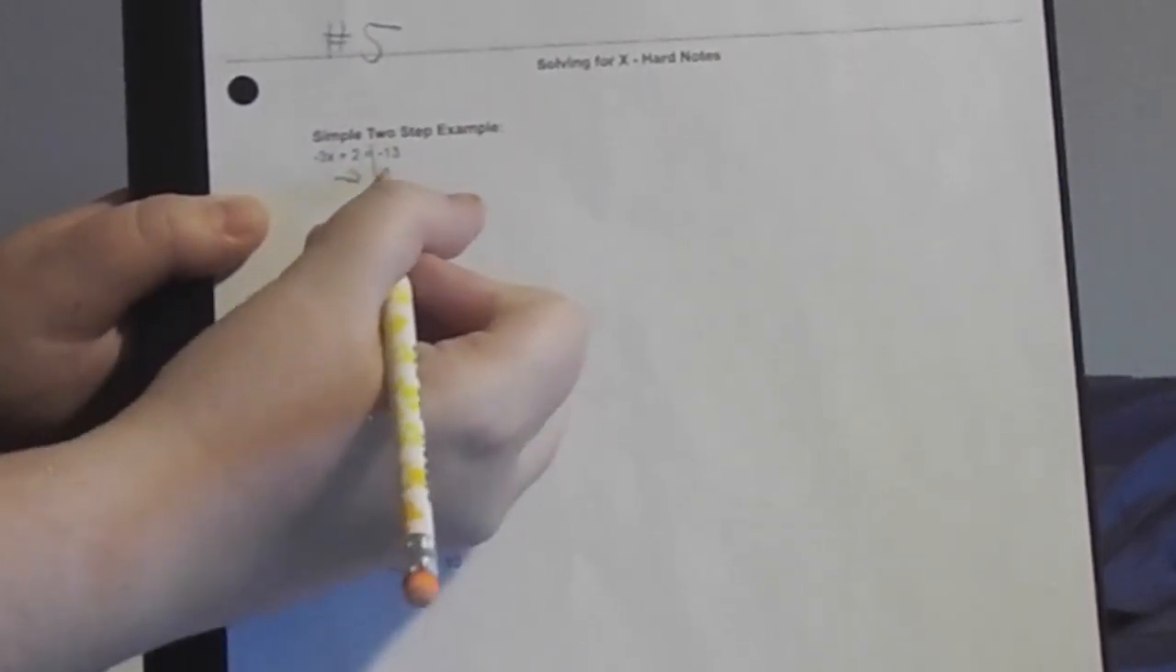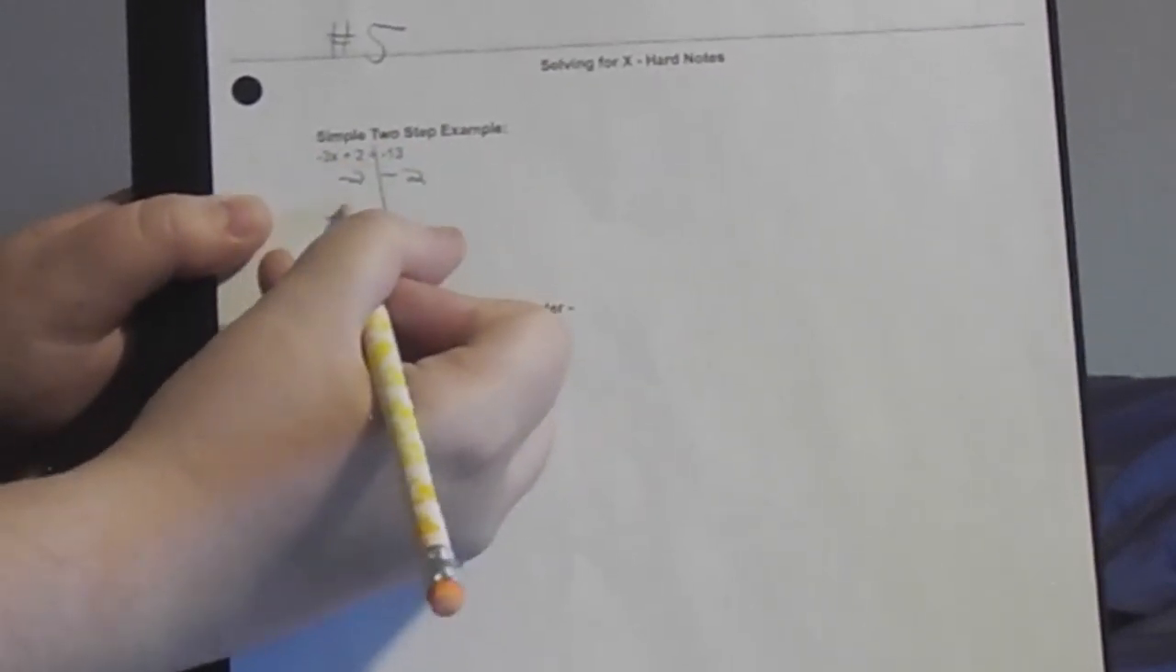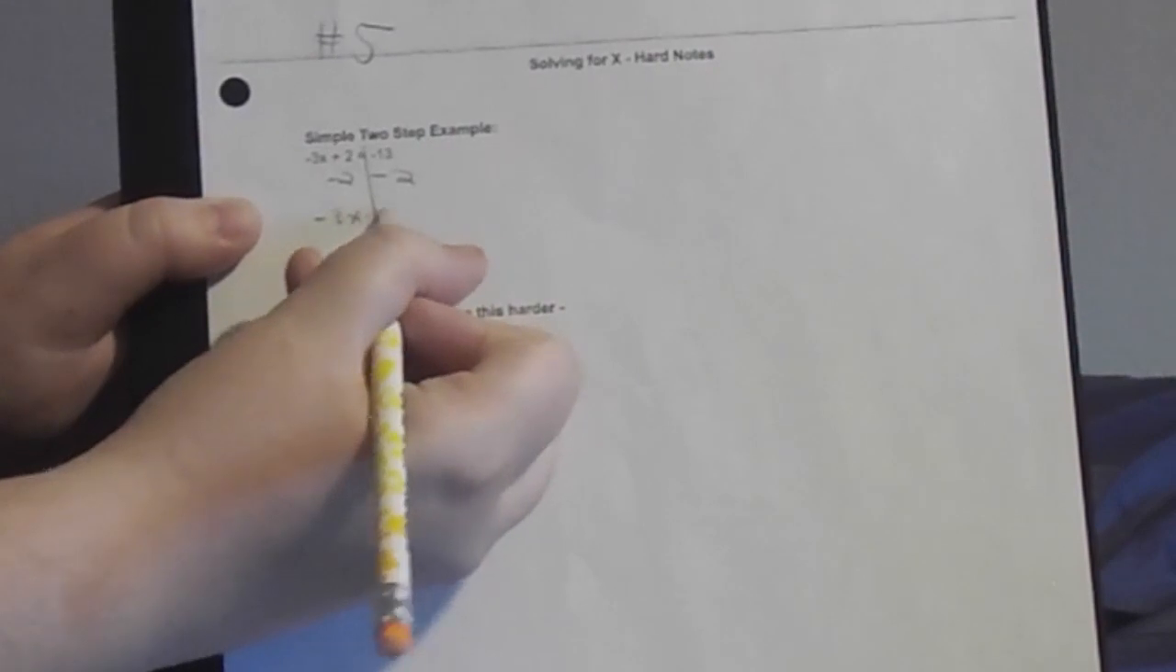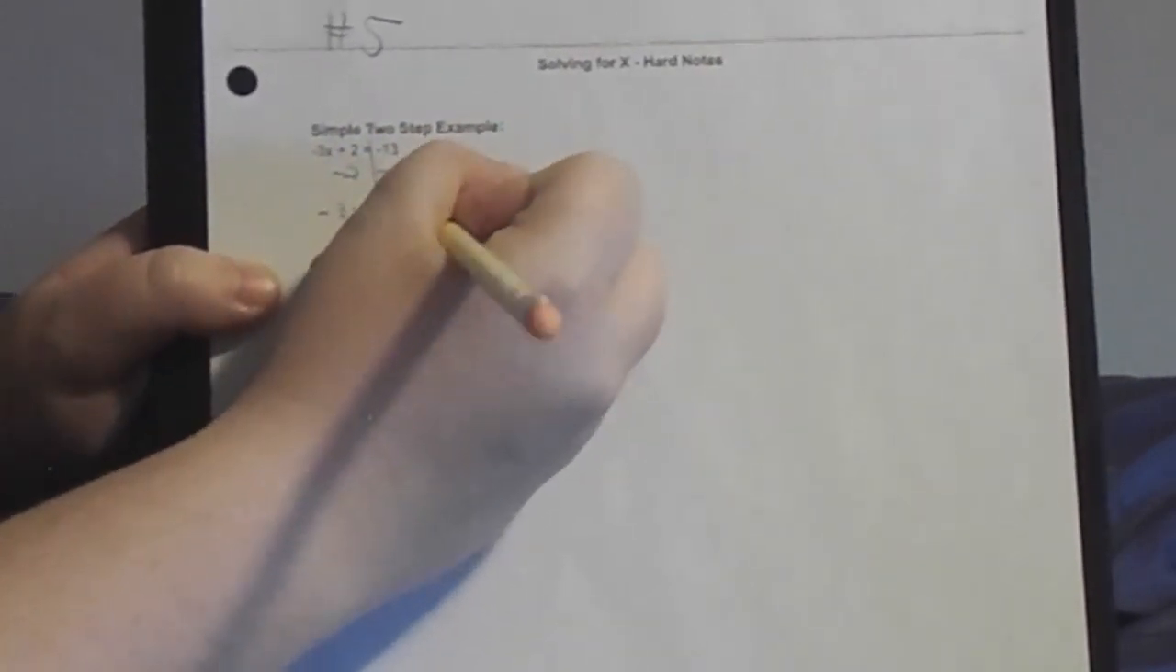First you get rid of the thing you're adding or subtracting. So it's a plus 2. To undo that, I minus it away on both sides because I need to keep them equal. I still have this negative 3x, equaling this 2 minus 2 went away to 0, so I don't need to write it. And negative 13 minus 2 is negative 15.